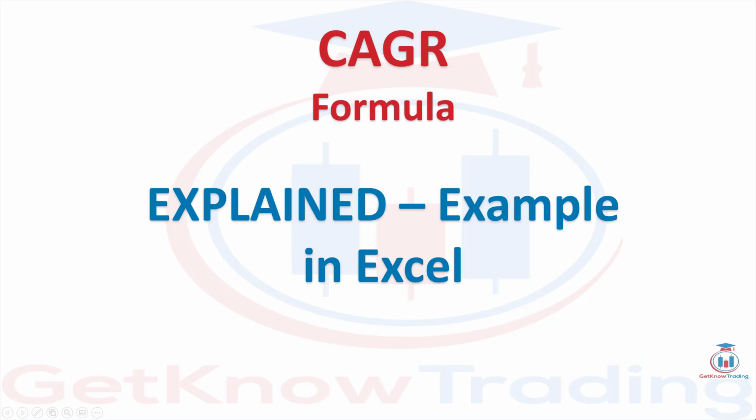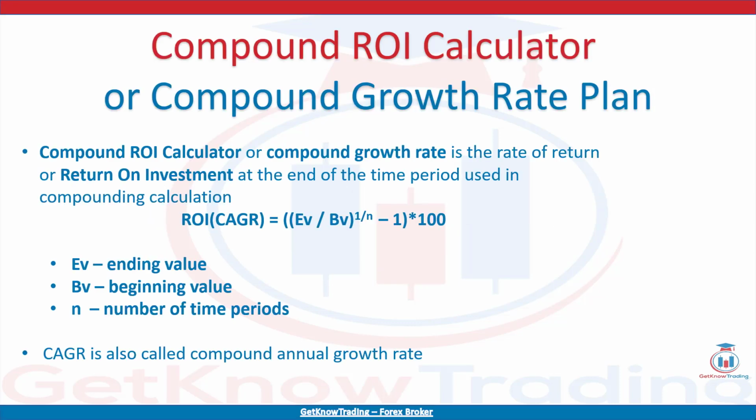Compound ROI, or compound growth rate, is the rate of return, or return on investment, at the end of the time period used in the compounding calculation. Simply said, compound ROI, compound annual growth rate, is the compounding percentage used in the Forex compound calculator to get the ending balance. Here is the information or formula for how the ROI or CAGR is calculated.